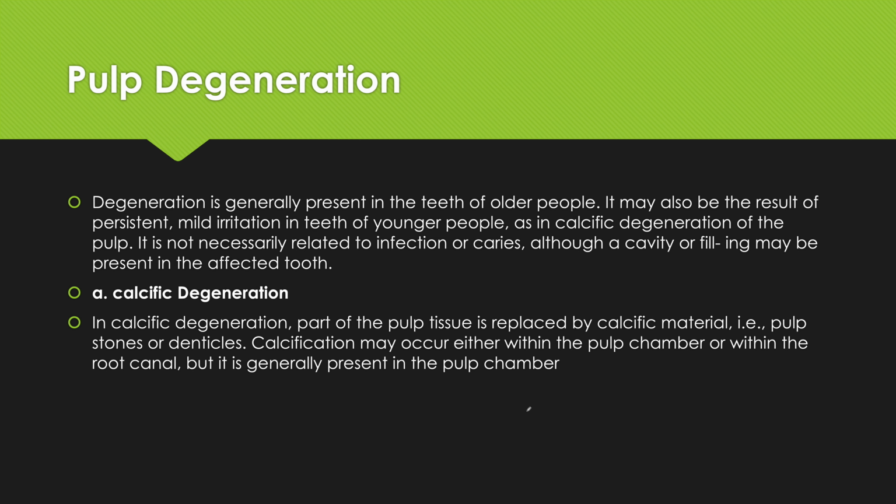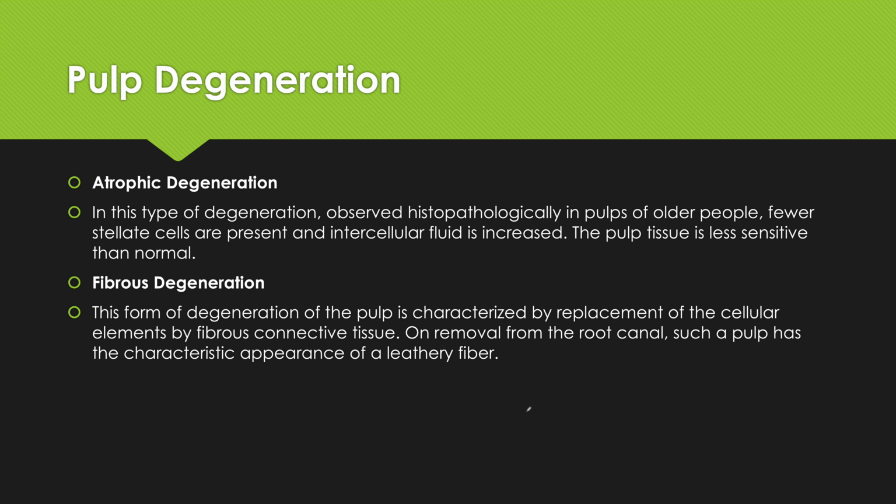Type 1 is calcific degeneration, where part of the pulp tissue is replaced by calcific material like pulp stones or denticles, and calcification may occur either within the pulp chamber or within the root canal, but generally it is in the pulp chamber. Then we have atrophic degeneration. This type is observed histopathologically in pulps of older people. We have fewer stellate cells and a lot of intercellular fluid. The pulp tissue is less sensitive than normal.